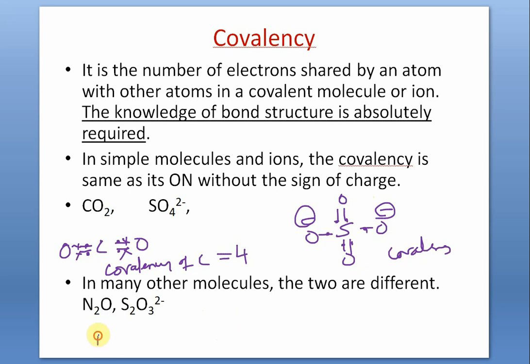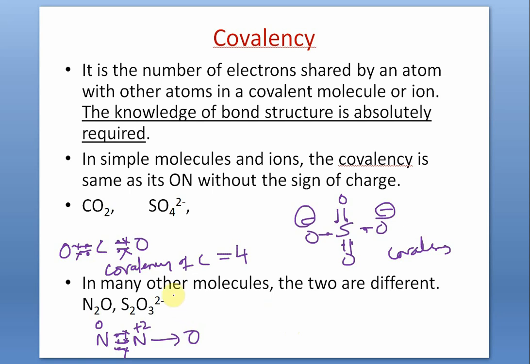For example, in N2O, as we have already drawn, this nitrogen is sharing 3 electrons, so the covalency is 3, but the oxidation state is 0. This nitrogen has an oxidation number of +2. It is losing both the electrons. It is the dative bond. But how many electrons is it sharing? 1, 2, 3 on this side, and both the electrons belong to nitrogen. So the covalency is 5. Right? So you cannot say always that oxidation state is equal to covalency without sign.